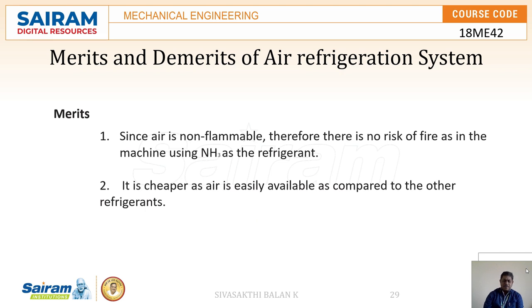And let us see what are the merits of using an air refrigeration system. Since air is non-flammable, there is no risk of fire. It is very useful for everyone without any fear of the system catching fire, whereas the chances of fire are higher when you use ammonia as the working medium. It is also cheaper, as air is easily available compared to other refrigerants. These are the main merits of the air refrigeration system.